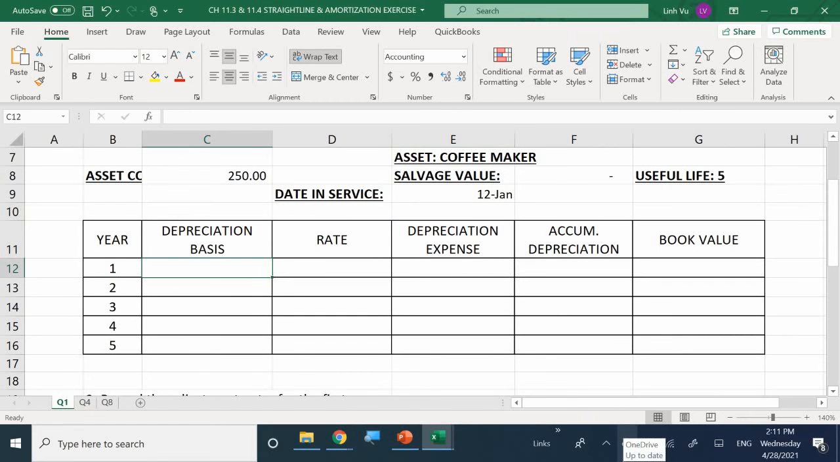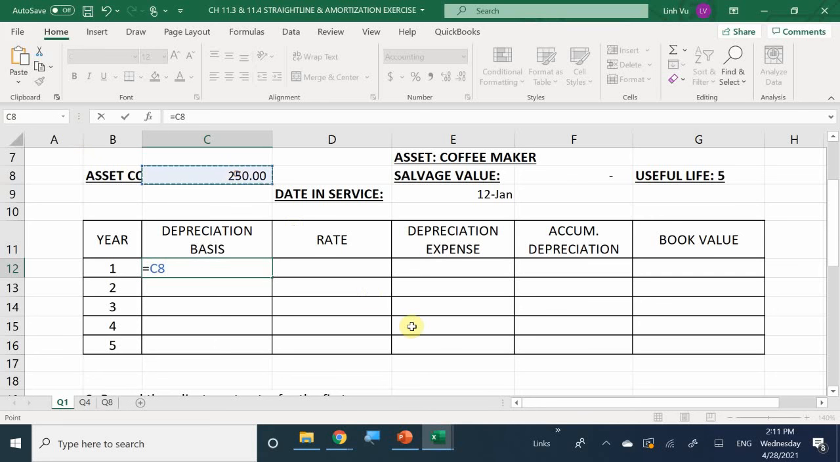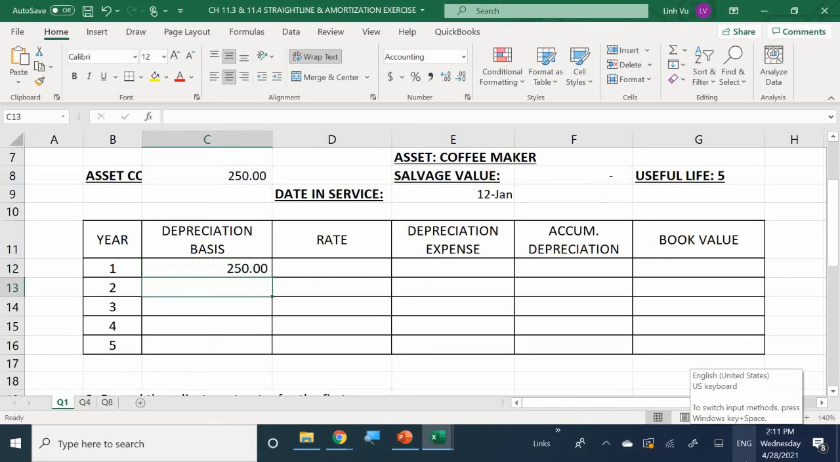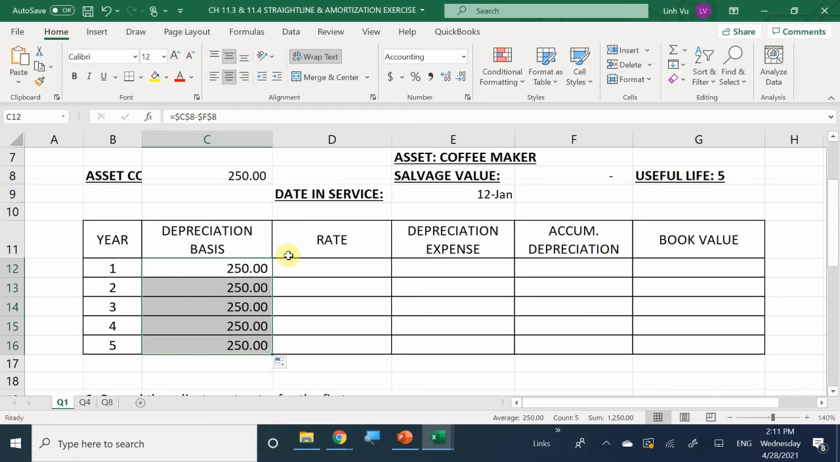Okay. What's my depreciation basis going to be? 250, right? We take the 250 minus my salvage value, which we know is 0. So therefore, it's 250. And what do we know? If we solve for year 1, what happens? They're all going to be the same, because even if I ask you what's the depreciation basis for year 2, it's the asset cost minus salvage value. Identical.